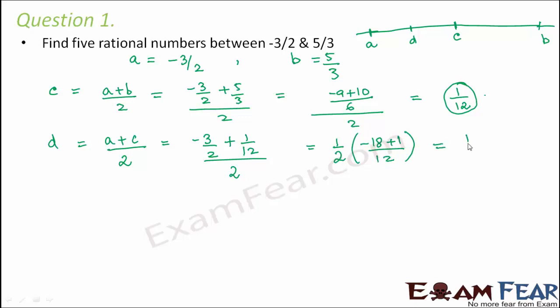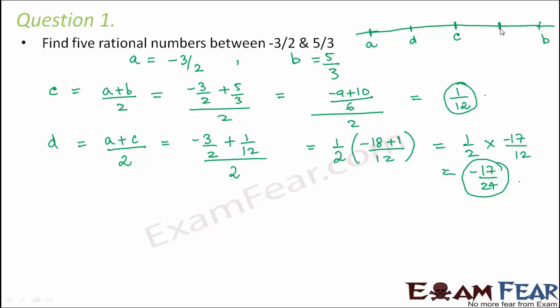So this will be equal to 1 by 2 into minus 17 by 12, which is equal to minus 17 by 24. So this is again a number that lies between A and C. So A is less than this number, which is less than C. Fine. Now let us try to find out the mean between B and C.